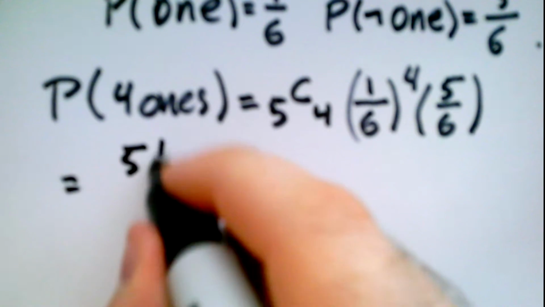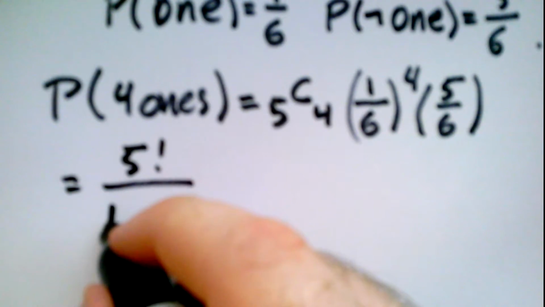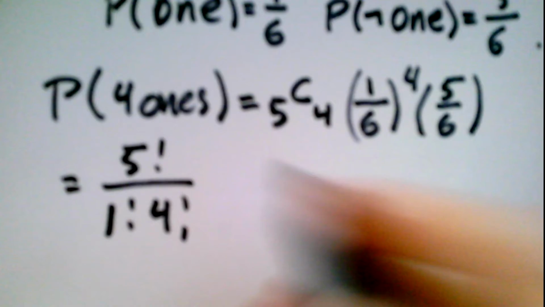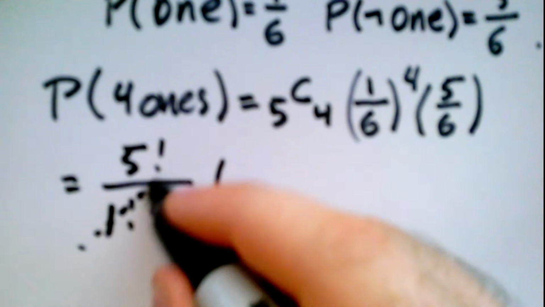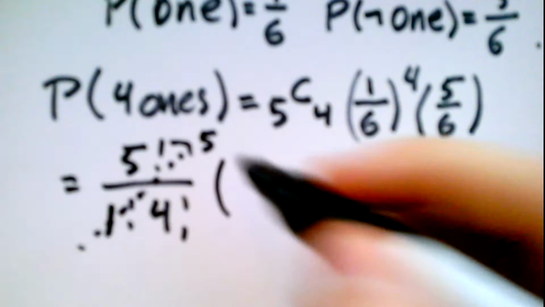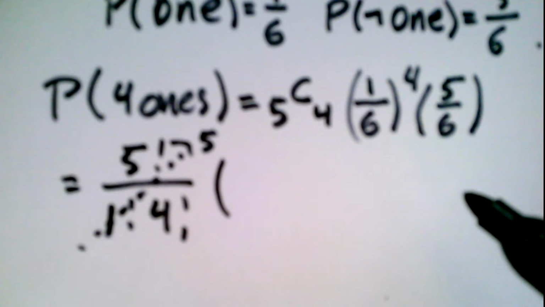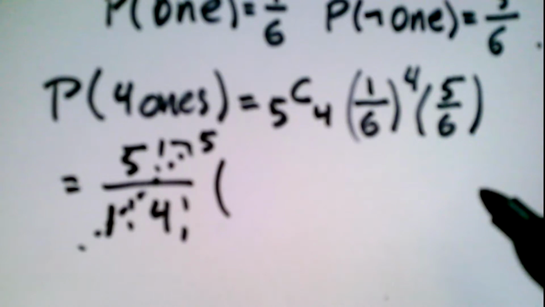5 factorial over 5 minus 1 factorial is 1 factorial times 4 factorial. Well, that's just equal to 5. So that's our 5. And then we want 1 over 6 to the 4th. Well, 1 over 6 to the 4th, we go 6 is 6 to the 1, 36 is 6 to the 2, 216 is 6 to the 3, and then 1,200 or 1,308, I think, is 6 to the 4.